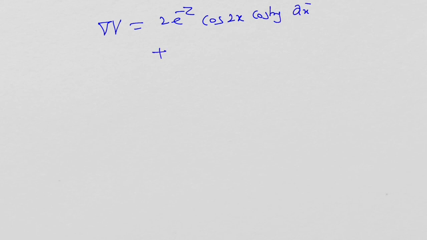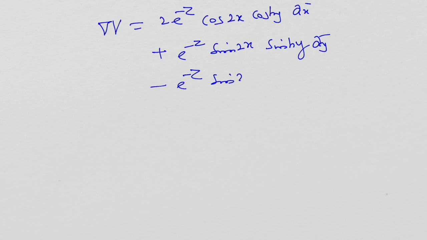So we can calculate the gradient of a scalar function, maybe del v is equal to 2 e power minus z as a common parameter, or let me first of all substitute cos 2x cos hy ax component plus e power minus z sine 2x, whereas the one and only parameter that got differentiated is cos hy, so it becomes sine hy, ay, the last component is e power minus z into sine 2x cos hy az. So using this you can calculate.